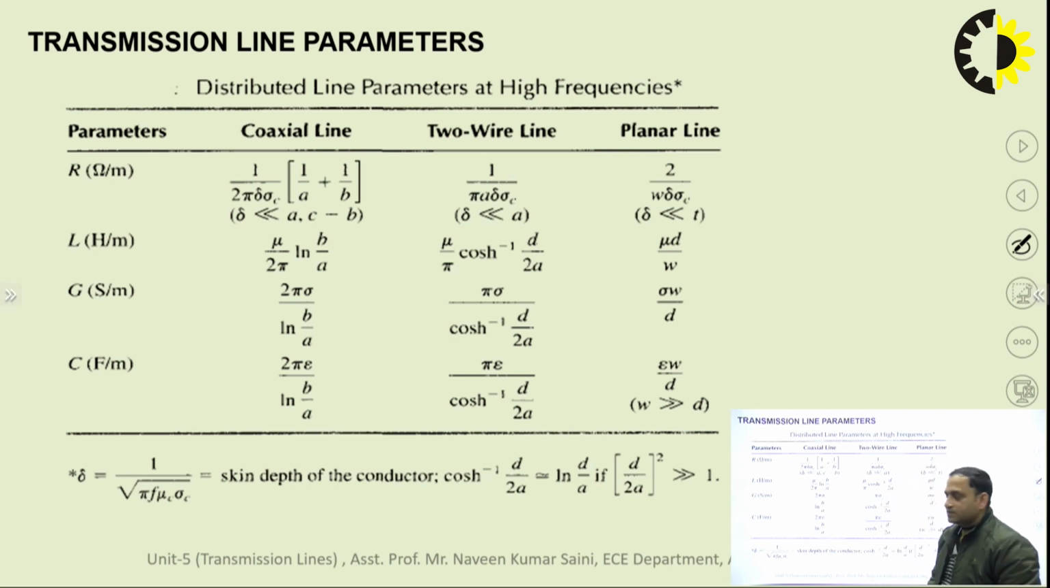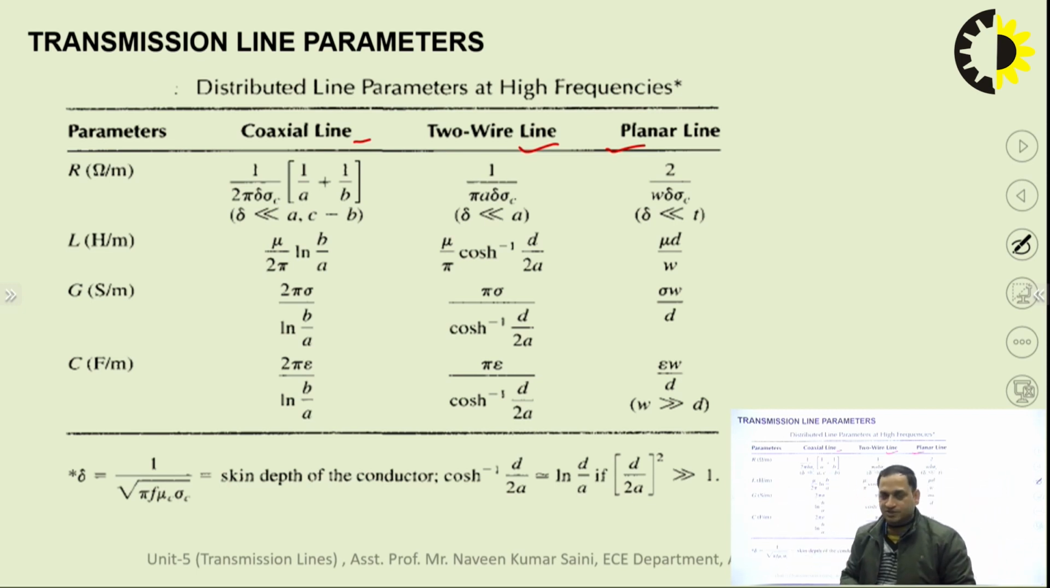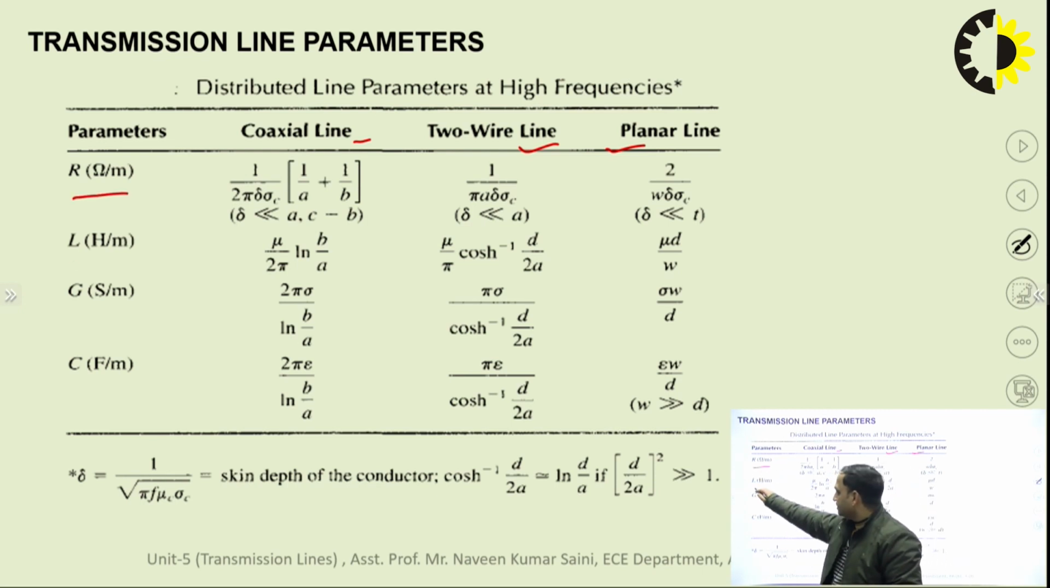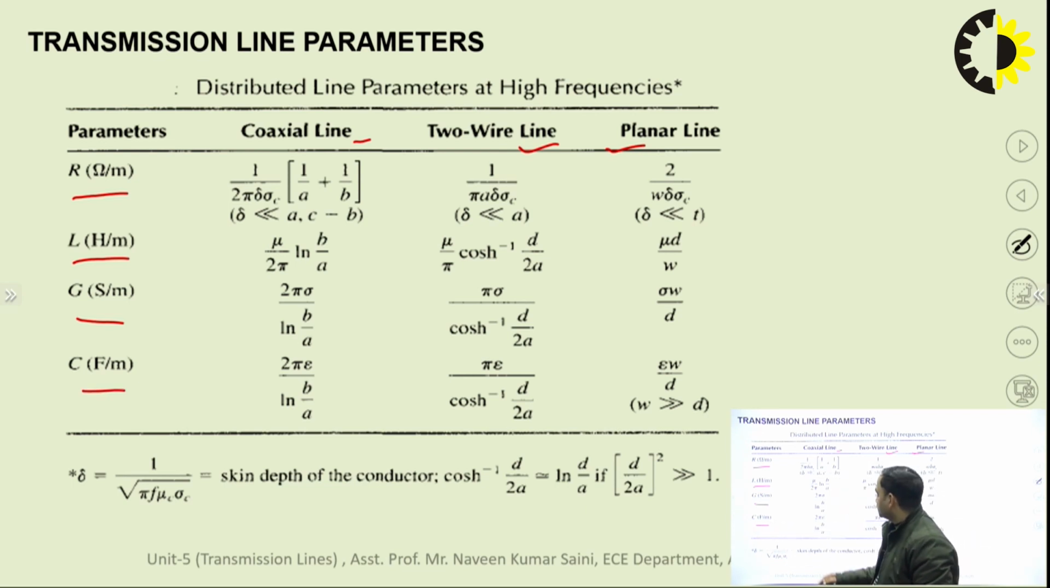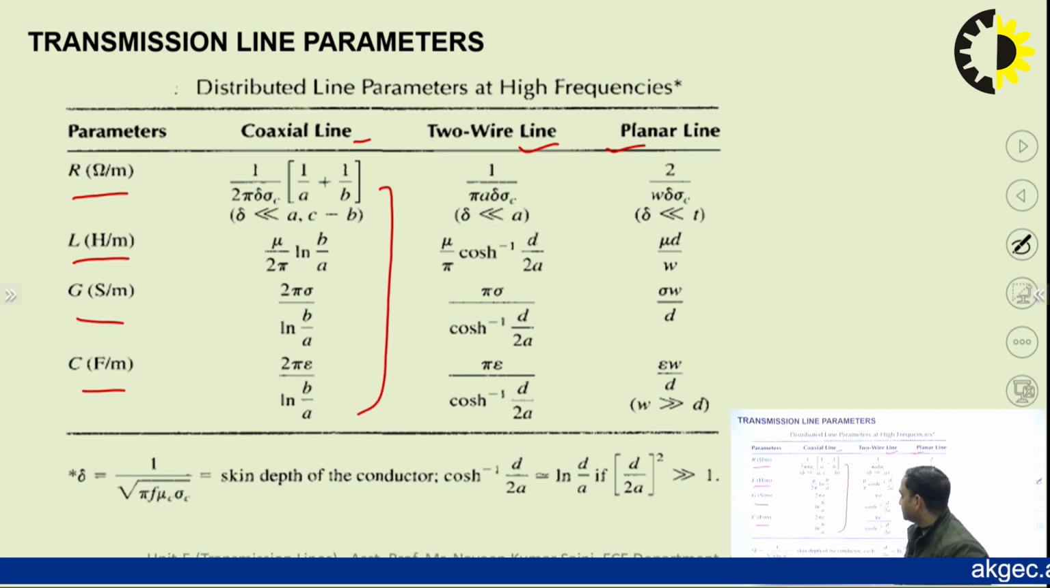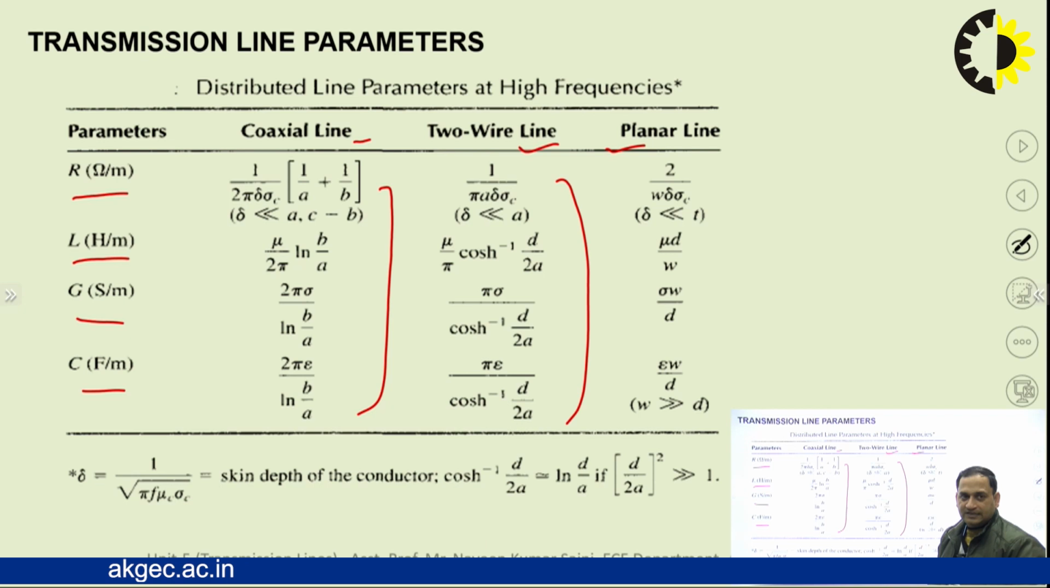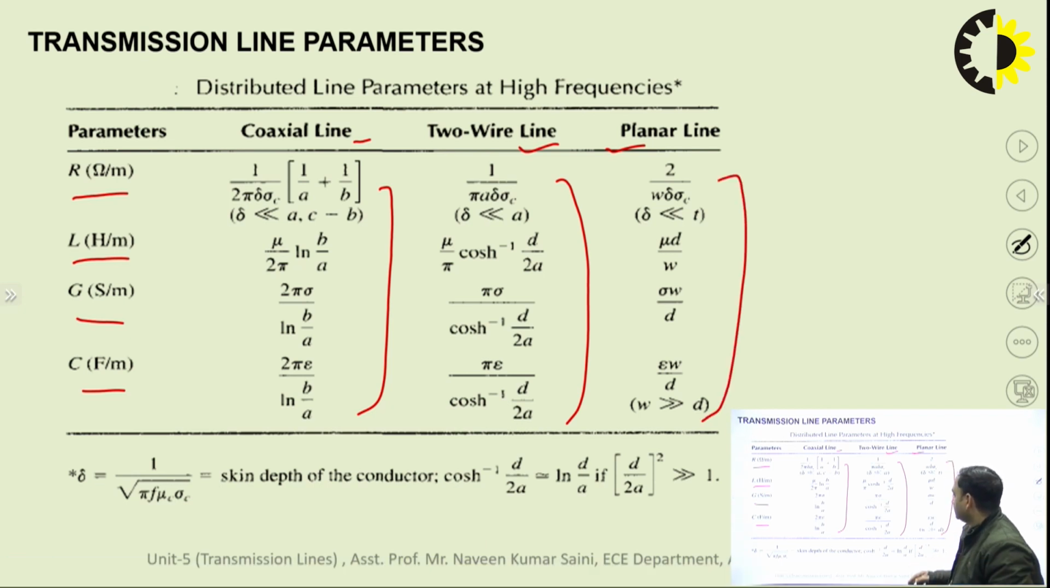Here the transmission line parameters are defined for different transmission lines: the coaxial line, two-wire line, and planar line. There are four parameters: resistance in ohm per meter, inductance in Henry per meter, conductance in Siemens per meter, and capacitance in Farad per meter. These are the results from the literature for the coaxial line, these are the results obtained for the two-wire line, and these are the results for the planar line.